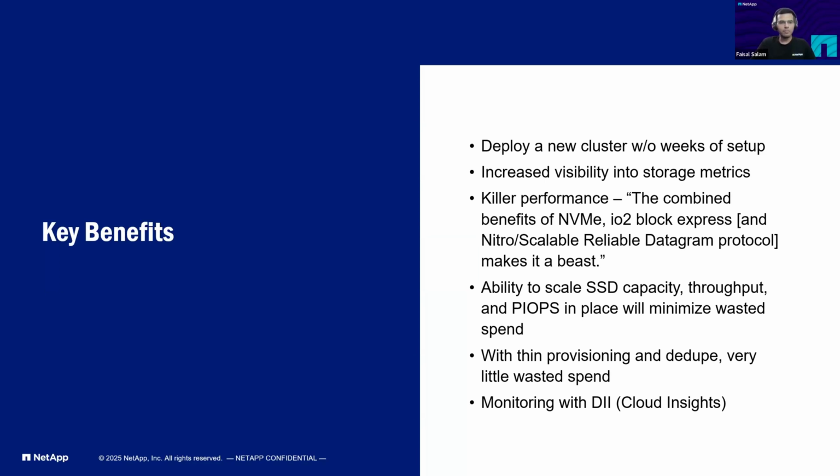Because this is ONTAP, it comes with the benefits of thin provisioning and deduplication, and that enables us to optimize the resource allocations and avoid unnecessary expenses, right? There are workloads which we deduplicate, and with thin provisioning, there are a lot of cost benefits that we get because this is FSx and because it runs Data ONTAP.